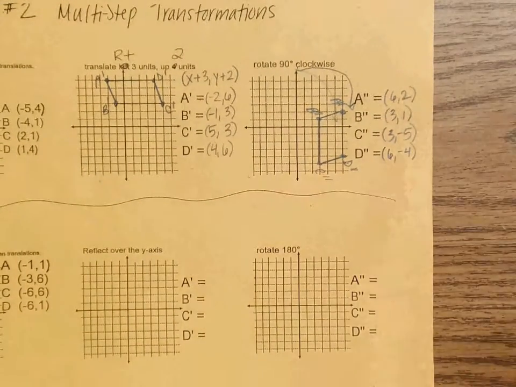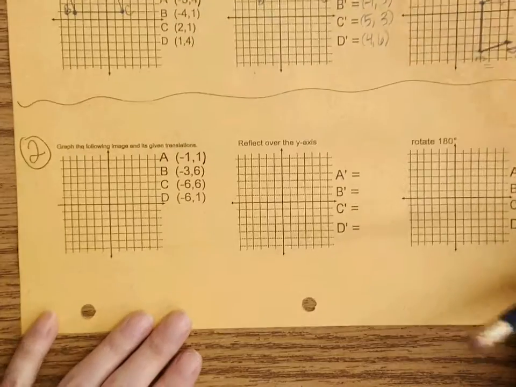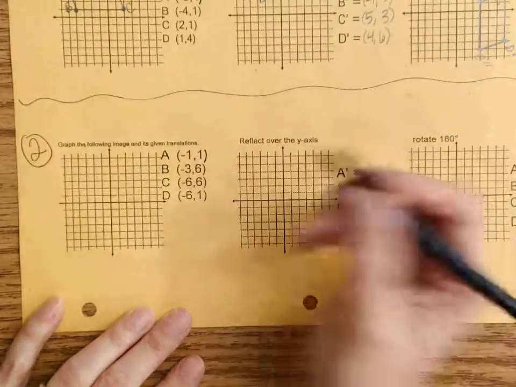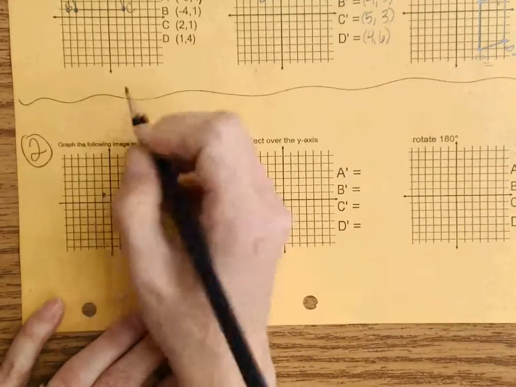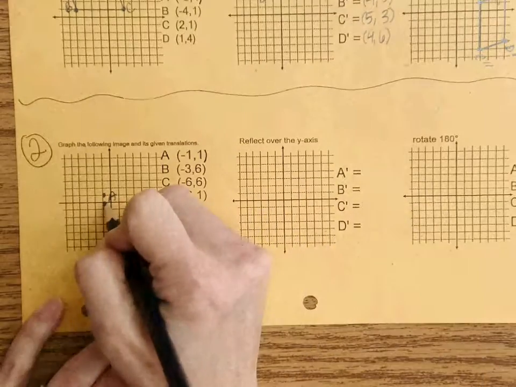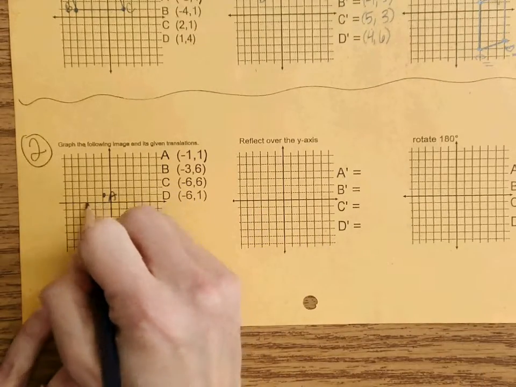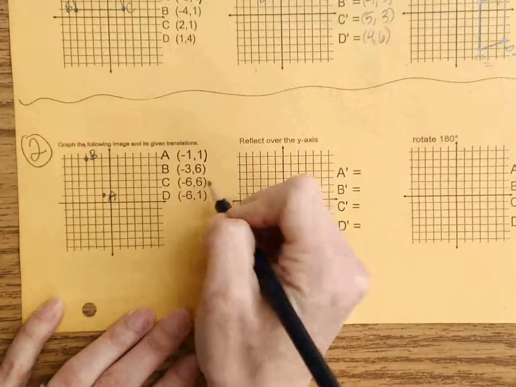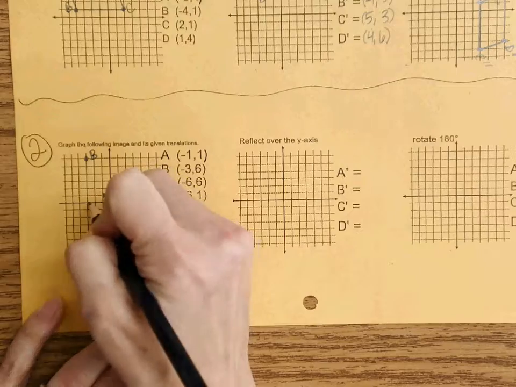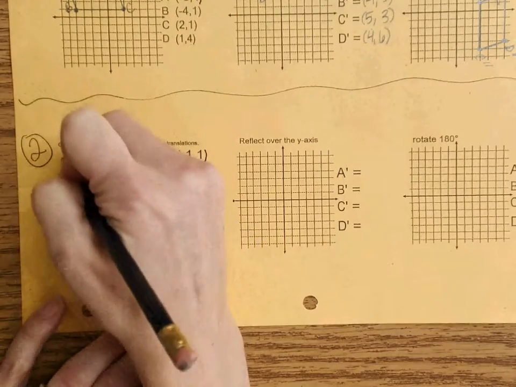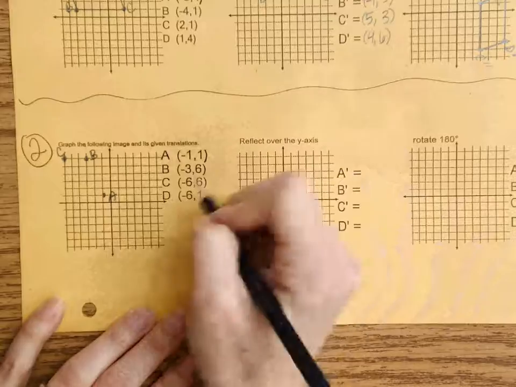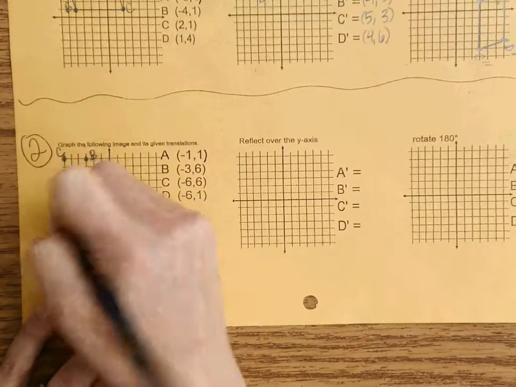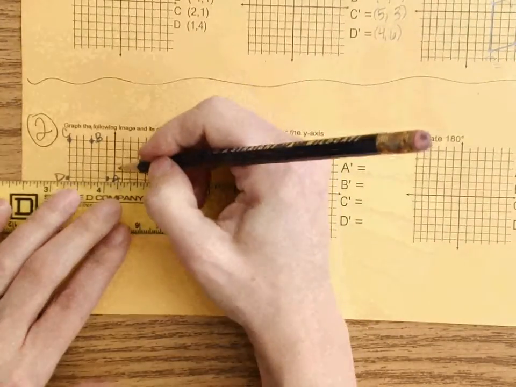Let's try this again for number 2. First thing we're going to do is graph our pre-image on this coordinate plane. So negative 1, 1. B is negative 3, 6. 1, 2, 3, 1, 2, 3, 4. C is negative 6, 6, 3, 4, 5, 6. And then D is negative 6, 1. And connect your points.